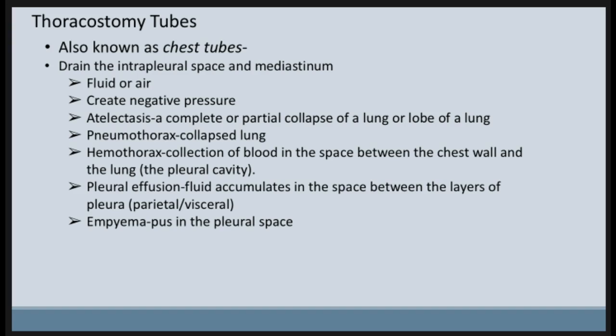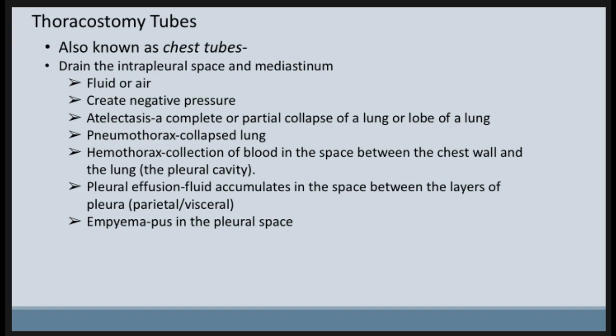So the intrapleural space, the space between the parietal pleura and the visceral pleura, is where fluid or air can develop. And the pressure, once again, the atmospheric pressure or the pressure within the lungs, is changed, and it makes the lung collapse. Sometimes there's blood that collects in that space. All of this creates pressure not only on the lungs, it also creates pressure on the heart. It makes it very difficult for the patients to breathe.